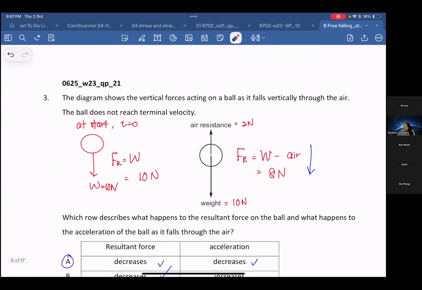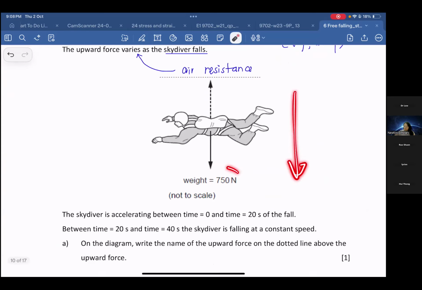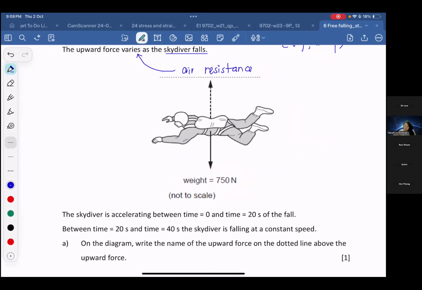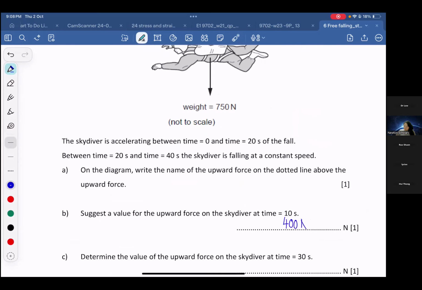So here, what is the value that we can suggest? The weight is 750 Newton. Since it accelerates downward, that means the weight must be the greater force. So for your air resistance, you can suggest any value as long as it is smaller than 750 Newton. For me, maybe we can suggest 400 Newton. So we write here, 400 Newton. In the answer scheme, they accept any value less than 750. Is that clear?